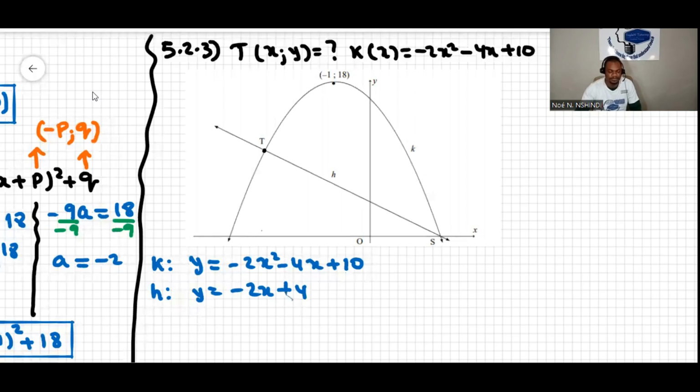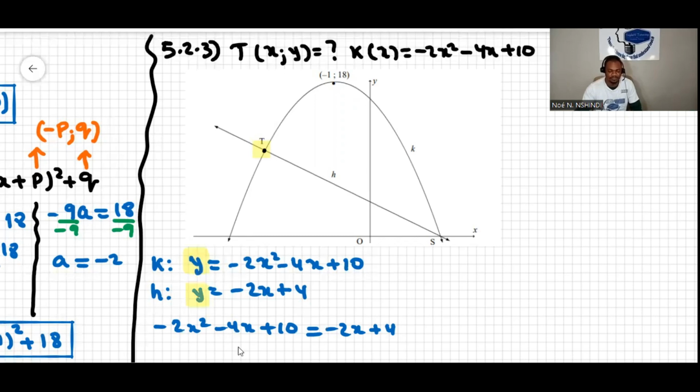Now, if I need to find the coordinate of t, which is the intersection of the two, it means I will equate the two equations. So I'm going to set negative 2x squared minus 4x plus 10 equal to negative 2x plus 4. We solve them simultaneously, or equate the two equations, because they are both expressed in terms of y.